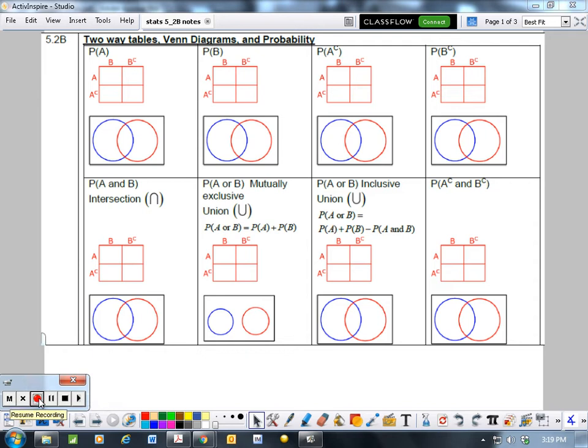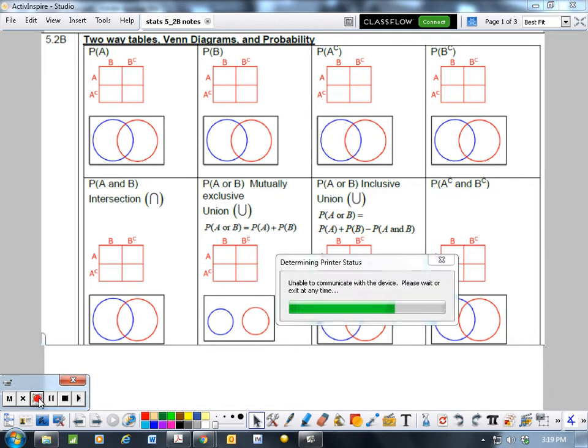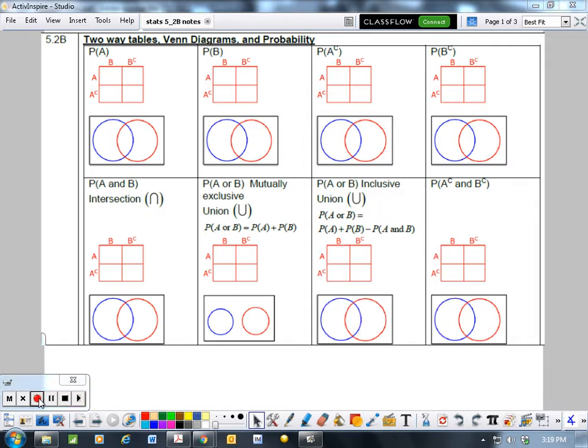Okay, so now we're going to look at two-way tables, Venn diagrams, and probability. The reason why we're going to look at two-way tables and Venn diagrams is because we're going to look at the relationships between two events. And when we look at the relationships of two events like A and B, we also have to look at the relationship of them not occurring.